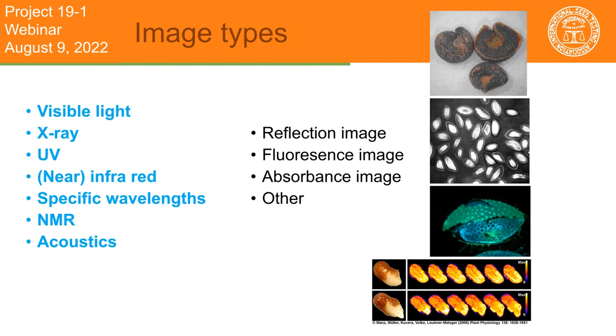X-ray, UV, infrared, there are measurements at specific wavelengths. We have NMR, we have acoustic. So there are many ways to make an image. And all these different wavelengths also can be applied in different ways. So we can have absorbance images, reflection images, fluorescence images, and many other types of images you can make using light. So all these types of images may play a role at some point in seed testing, but currently only a few of all these options is in practical use.